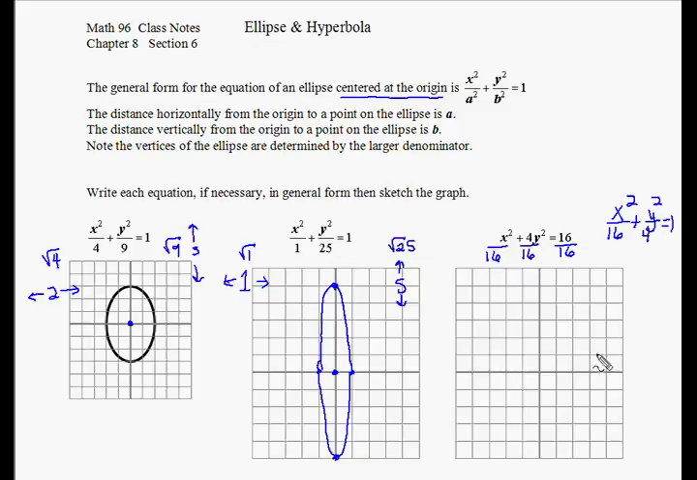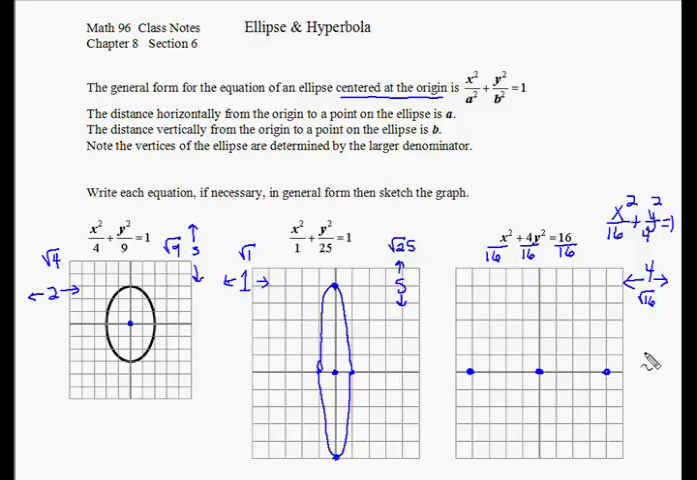So I'm going to start at the origin again because there's nothing added to the x, there's nothing added to the y. So we're starting at 0, 0. In the x direction, which is going horizontally, I'm going to go the square root of 16, which is 4. So I'm going to go out 4 in the x direction and out 4 also in the x direction.